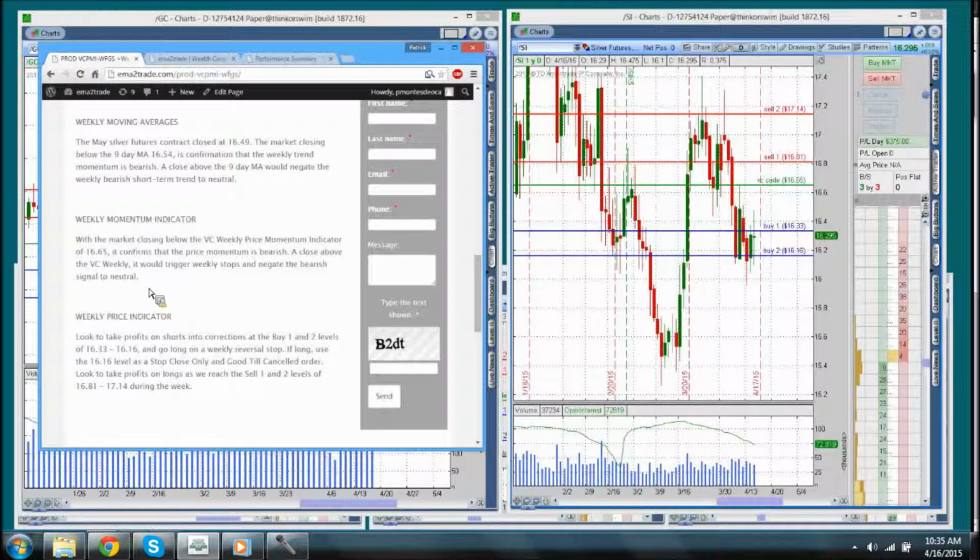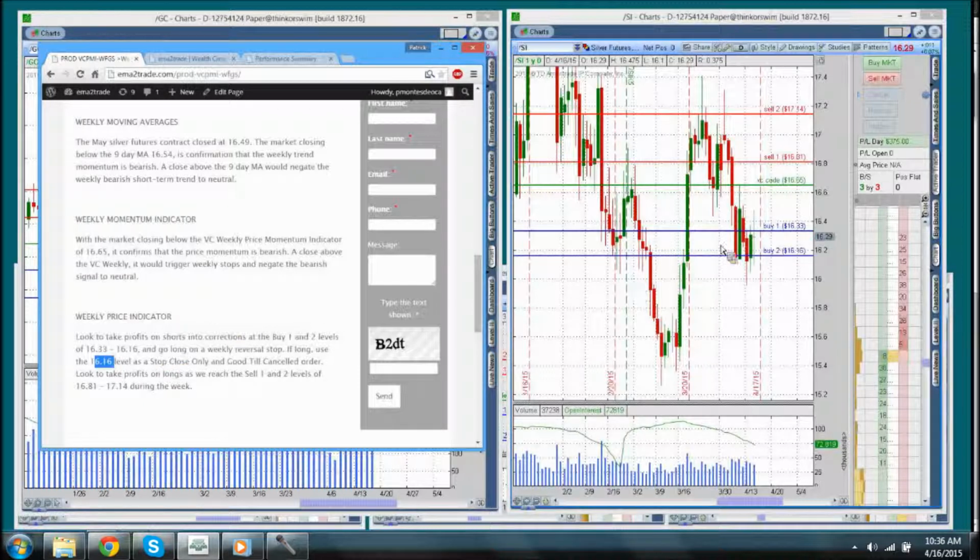This told you that if we basically come down below 1665, look to take profits on your shorts at the buy 1 and 2 levels of 1633 to 1616, and then go long at those levels, and use the 1616 as your stop, close only, and good till cancel order.